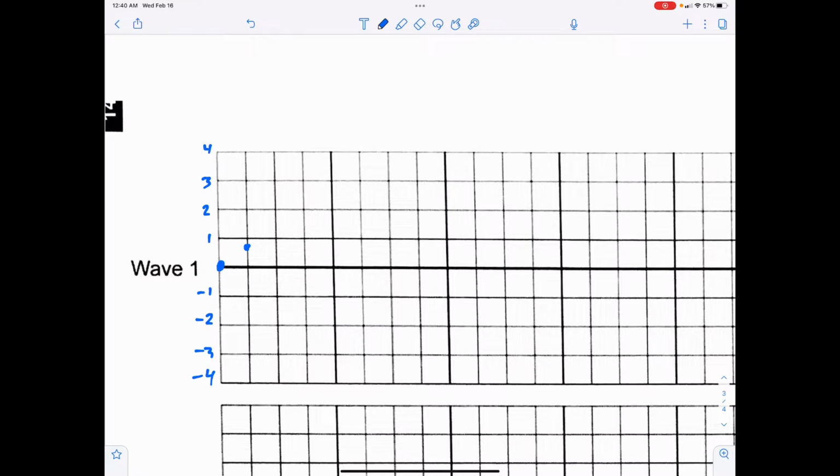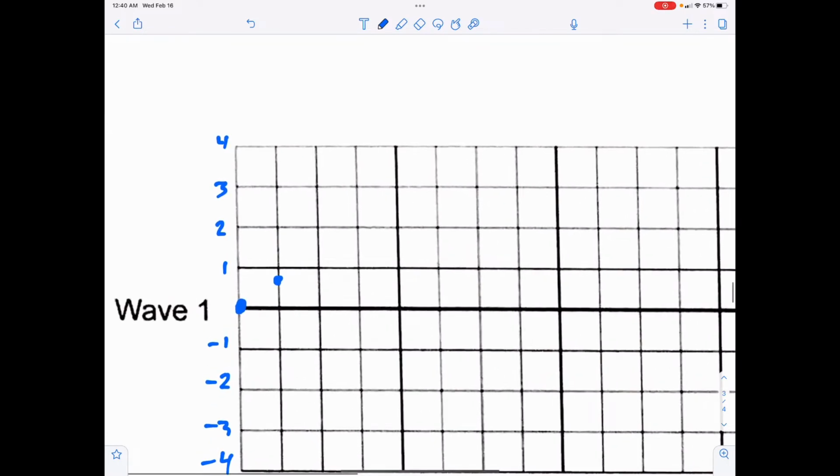If you continued plotting, at block number 2 on the x-axis you have a wave height of 1.5, so I would make another dot 1.5 units high. At block 3, it's 2.2, so a little bit greater than 2. At block 4, I'm at 2.8, which is almost to 3. At block 5, I'm at 3.3, a little bit higher than 3. At block 6, I'm at 3.7, almost to 4. At block 7, I'm at 3.9, really almost to 4. And at block 8, I'm exactly at 4.